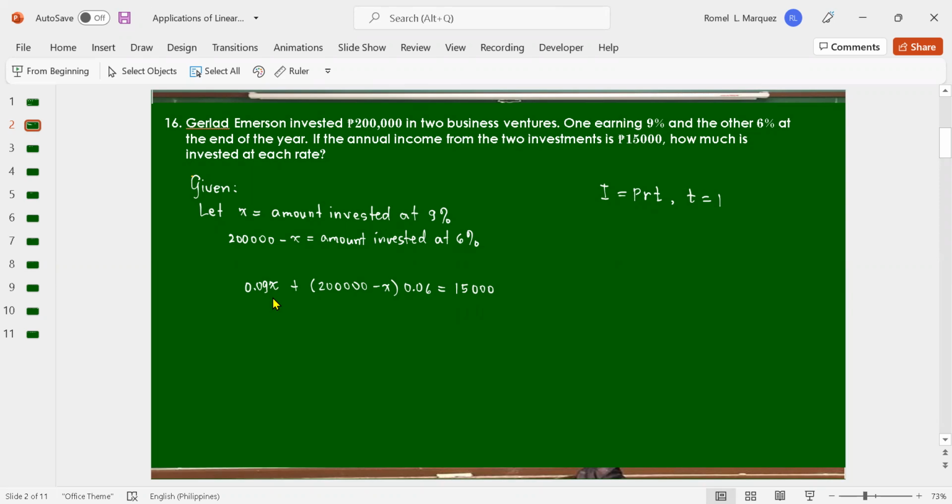So let's simplify. 0.09X plus what is 200,000 times 0.06?